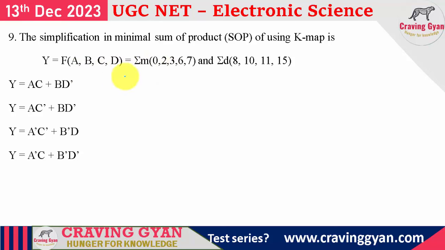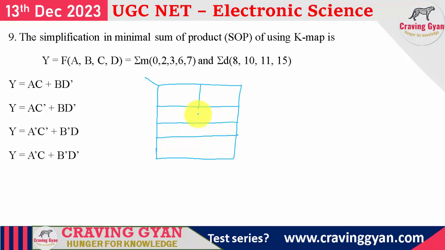Now, the maximum value is 15, so it is a 4-variable K-map. Variables, anything and everything you can take like this, if you are thinking, it is wrong. Already they have specified the variables. They have considered A, B, C, D. If they had not given them, you could take P, Q, R, S or W, X, Y, Z, it's up to your wish. But they have given the variables, so it is A, B, C, D.